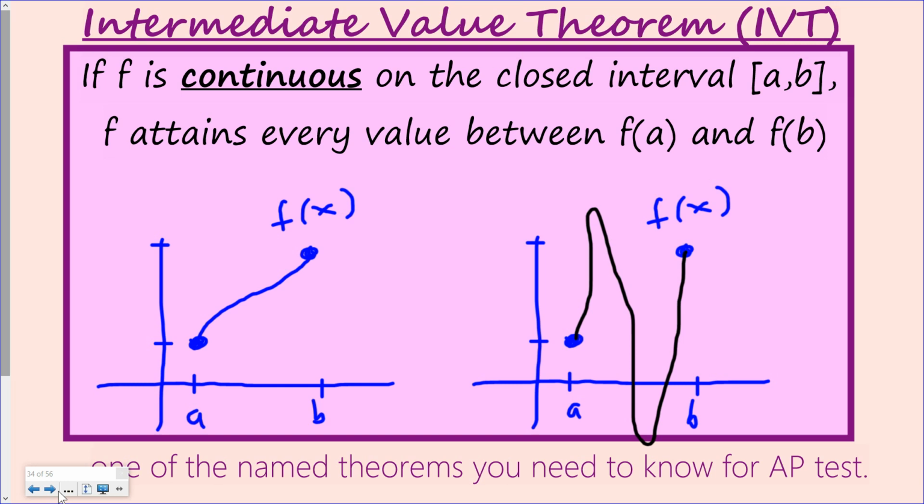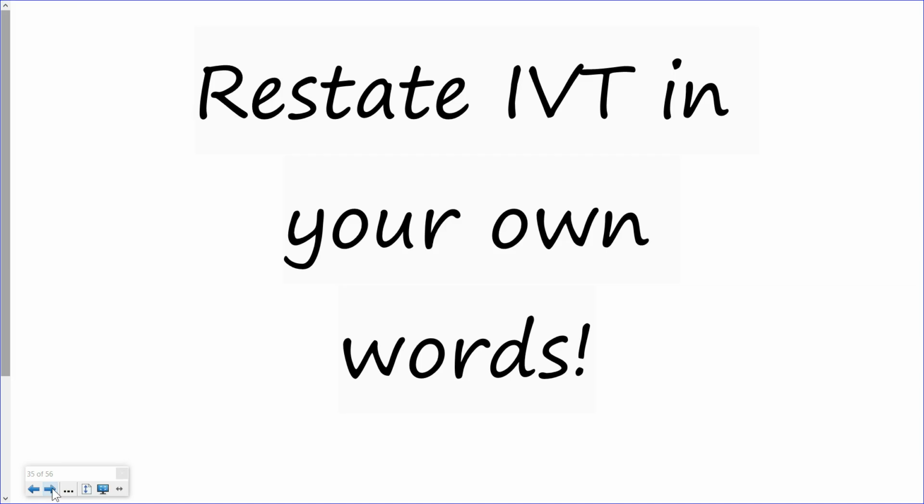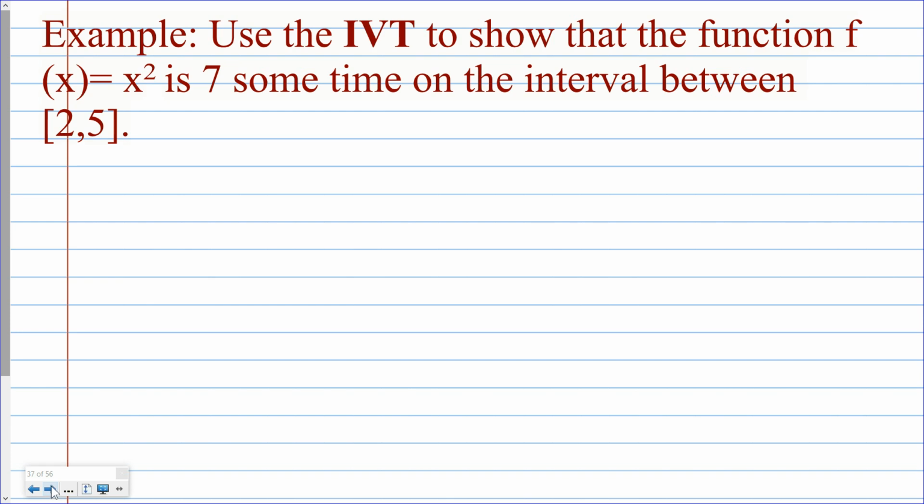It says that if a function is continuous, and it only works if functions are continuous, on a closed interval, then the f value, the y value, hits every value in between your other two f values. Should make a lot of sense. Guys, I know you're trying to write it down, but I'm going to go on, just so that you're going to be happier that I went on.